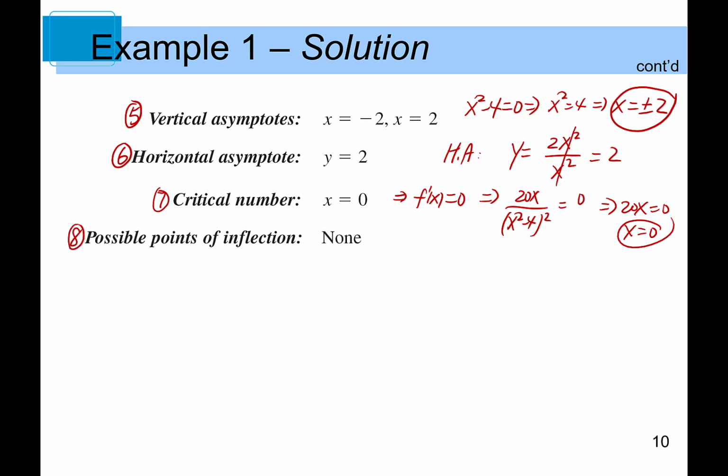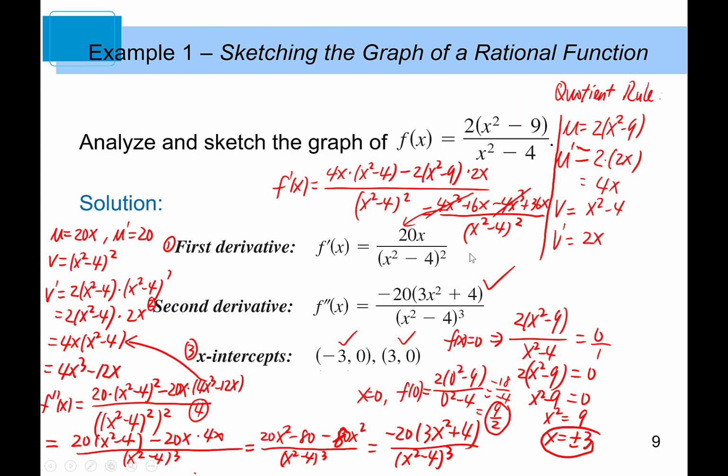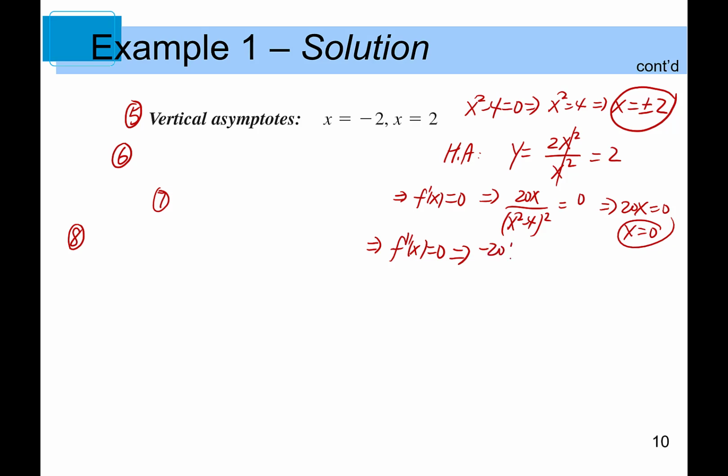The eighth step is to find the possible points of inflection. So you set the second derivative equals 0. However, negative 20(3x squared plus 4) over (x squared minus 4) cubed, when you set this equals 0, the numerator will never equal 0 because 3x squared plus 4 is always going to be greater than or equal to 4. So there's no possible way for that to be 0. Never equal to 0, right? That means no solution.